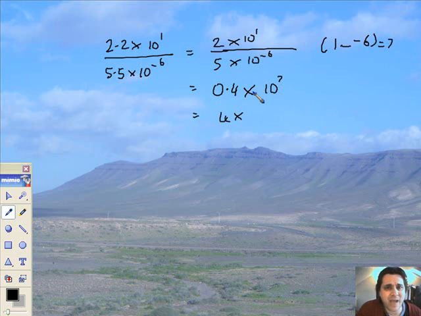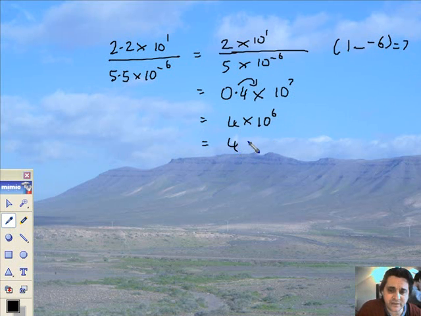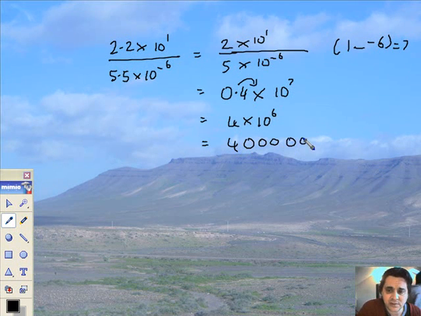Now, you're not paying back the power this time. You're taking one off, because you're actually going that way. And therefore, one of these gets used up. 10 to the power of 6. And if they want it in proper numbers, then it's 4 followed by 6 zeros.